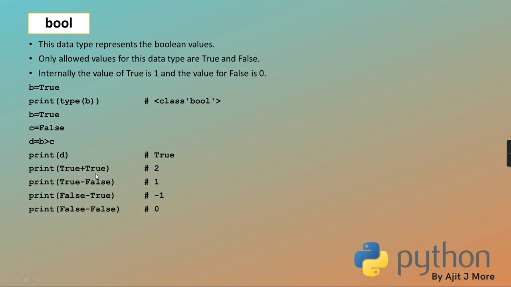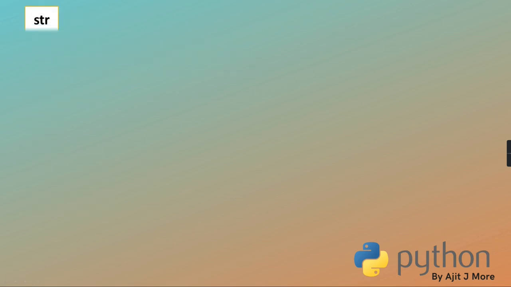See, I'm writing true plus true. So 1 plus 1, 2. 1 minus 0, 1. 0 minus 1, minus 1. 0 minus 0, 0 is 100% legal. Agreed? And then comes one more last data type, that is str.